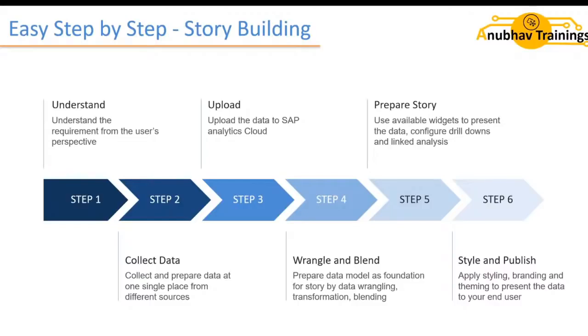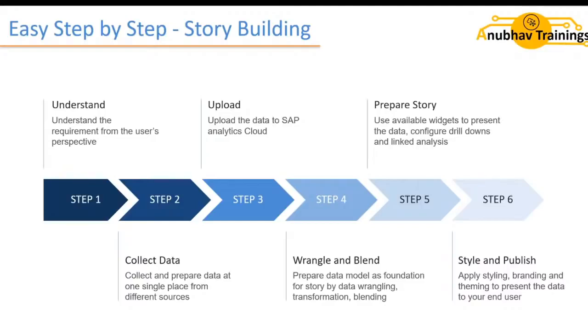Once the data is uploaded, we are going to wrangle the data and do the blending. Blending is like mixing up. Sometimes you have data across multiple data models or data sources. You're going to combine them with a common key, like a foreign key relationship which you have in the systems. That's how you blend the data together to bring it in a shape which can then be consumed by your stories.